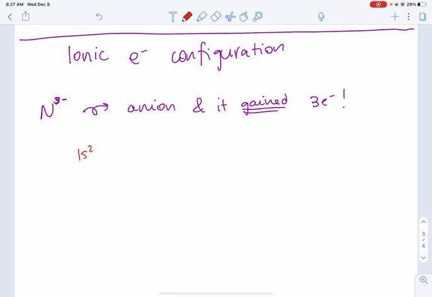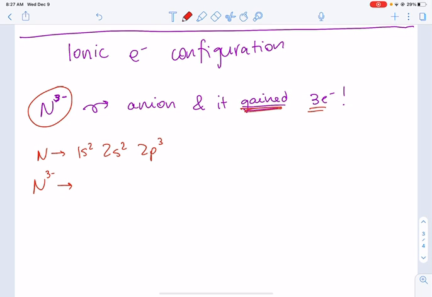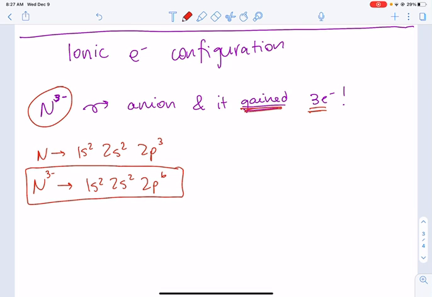So 1s2, 2s2, 2p3, right? This is for nitrogen. But we have N3-, which means that it gained 3 electrons. So I basically need to just add in 3 more electrons. So this would be 1s2, 2s2, 2p6, right? That would be the electron configuration for N3-. And the reason is because it gained 3 more electrons.